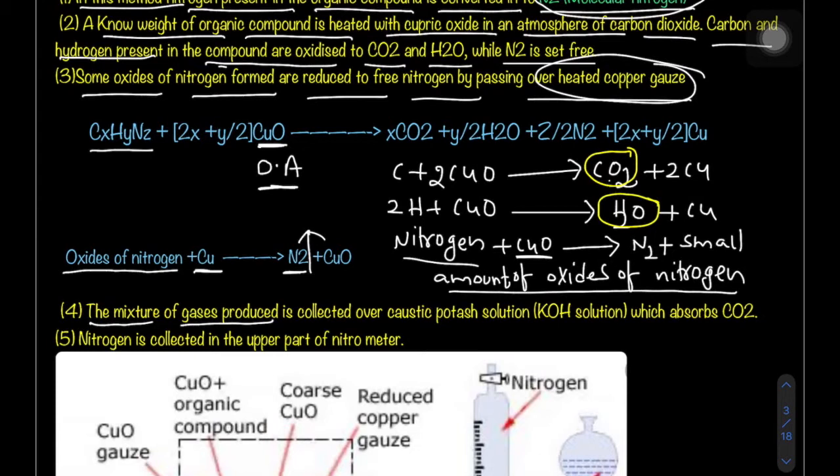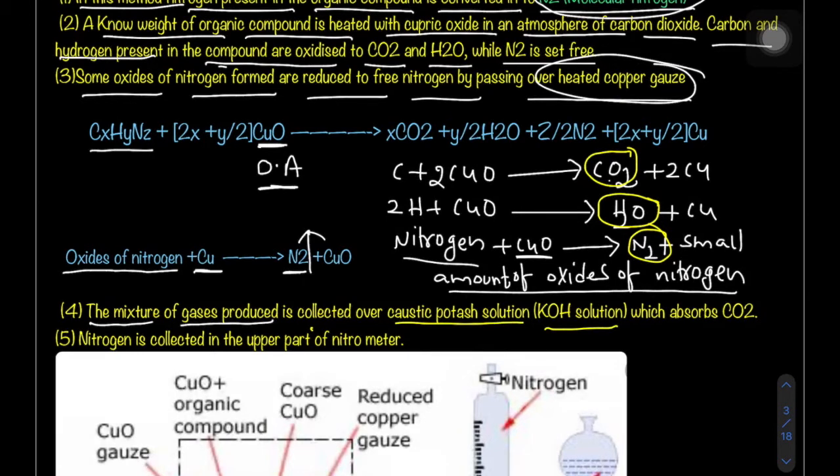Number two, water vapor we have. Number three, nitrogen gas we have. All these gas mixtures are collected over caustic potash. Collected over what? NaOH or KOH. Caustic potash is the KOH solution.